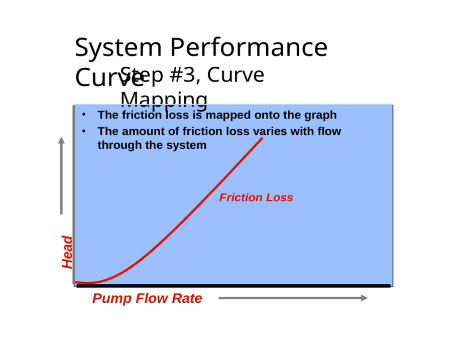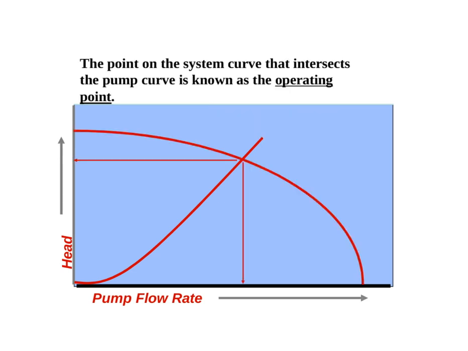Now, let's talk about friction loss. This is the resistance the fluid faces as it moves through the system. We map that friction loss onto a graph, alongside pump flow rate and head. The key point is that friction loss changes depending on how much fluid is flowing. In step 3, we use this information to create the system performance curve, a visual tool that shows how the system behaves under different conditions. It's a crucial step for understanding overall performance.